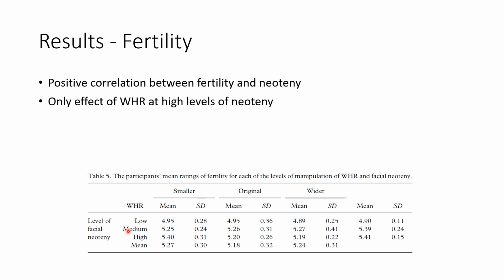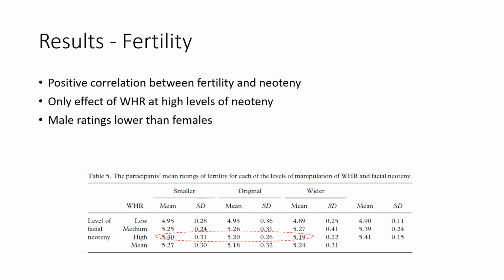So if we take a look at the low levels of neoteny, these ratings here across the different waist to hip ratios, small, original, and wider, don't significantly differ. And they don't at the medium level either. So if we look at the medium level of facial neoteny and the smaller waist to hip ratio, 5.25, original 5.26, wider 5.27, those are not statistically different from each other. We only find that effect for waist to hip ratio at the high levels of neoteny.